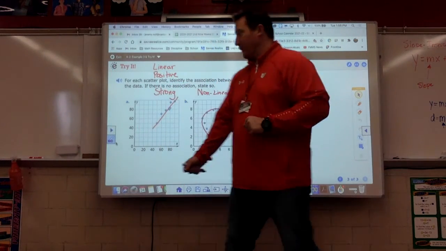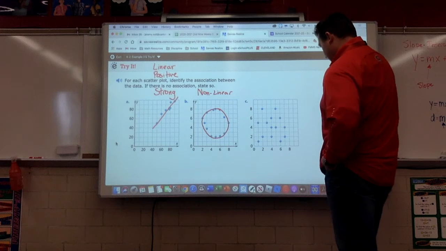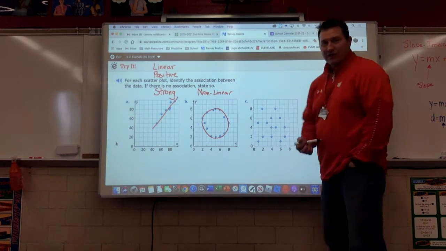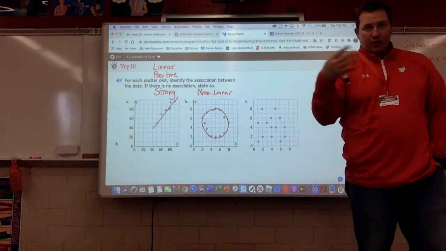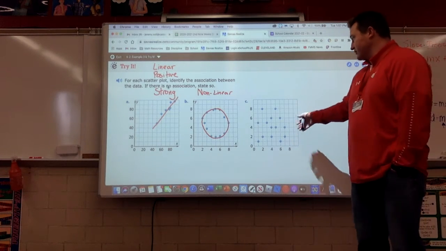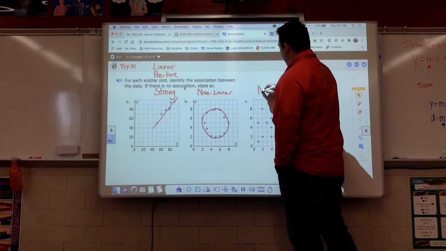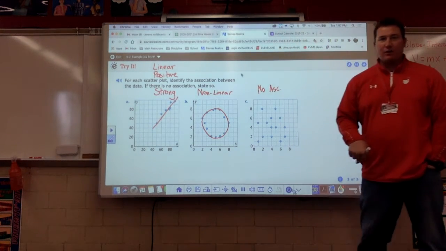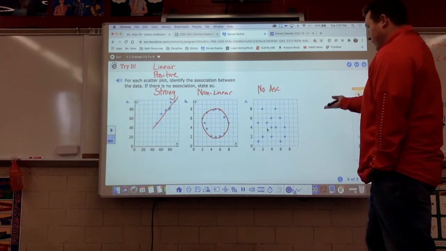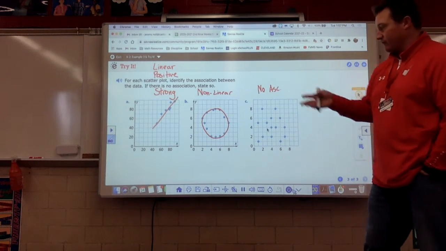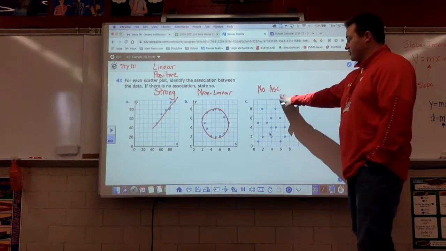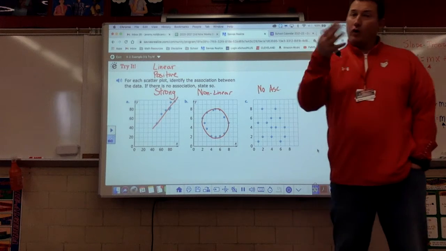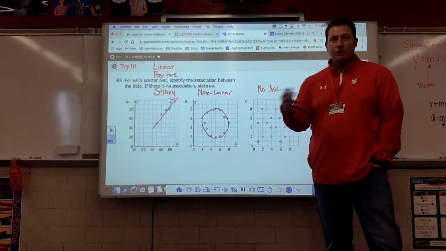All right, letter C. We got a pattern here. Oh, a lot of stuff all over the place. Yeah, when you got dots everywhere, crew, we're not going to have any kind of association here. So just like non-linear, you can put no association for that one, and that's all it can ever be, right? It can't be positive or negative or strong or weak or anything, right? There's just no association.